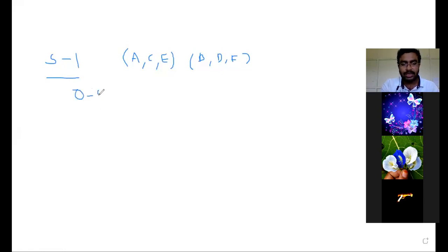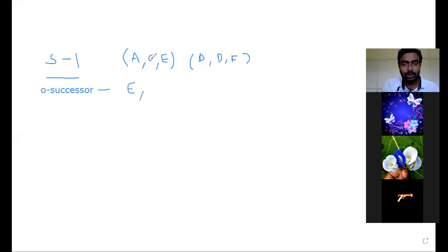Zeroth successor of your states A, C, E, students. Check which states they are going to. Zeroth successor of state A means check your present state A and tell me what is its next state when 0 is your input. E, sir. Giving 0 as input to A, the next state is E. Okay, E, you are telling, so I'm noting it down.